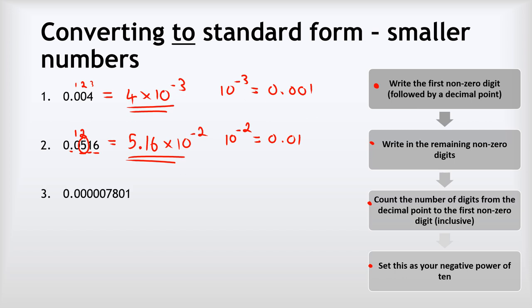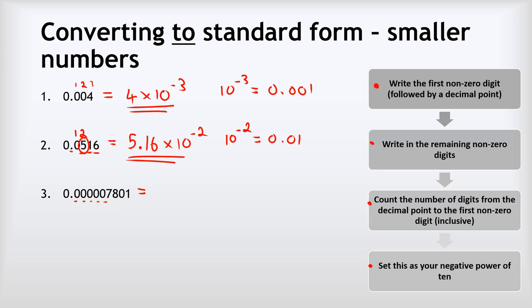Example number 3, getting a bit harder now. You can start to see now why using standard form is quite useful, because when you start to see lots and lots of zeros at the start of the number, it can be very hard to make sense of them, and it becomes much easier to interpret them when we've just got that negative power, because it does the counting for us. So in this case, we've got 0.00007801. So we're going to follow the exact same method as before.